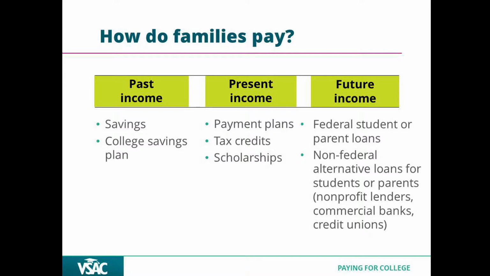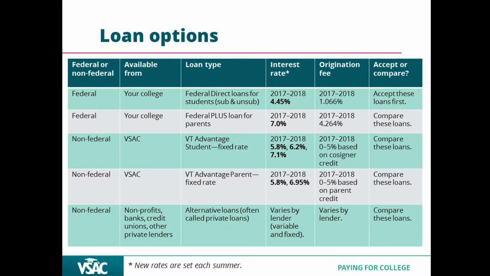When one of these elements is eliminated, for instance, if a family does not have any savings, then they'll have to rely on some of the other portions. So if they don't have past income, they rely more heavily on present and future income. If a family doesn't have the ability to borrow, then the student might be relying more on past and present income in order to pay costs. There are many loan options available for students and for parents as part of this process.